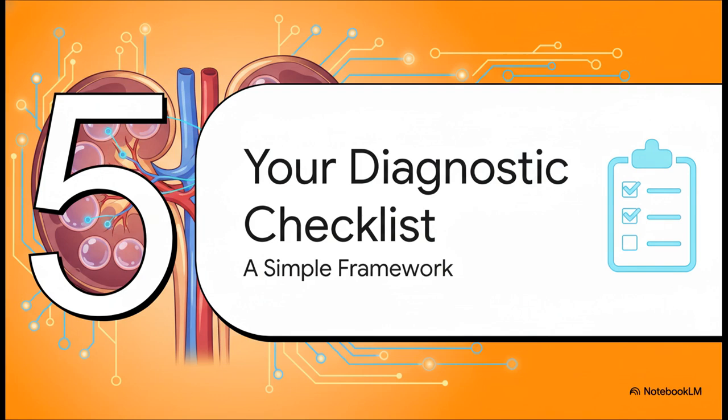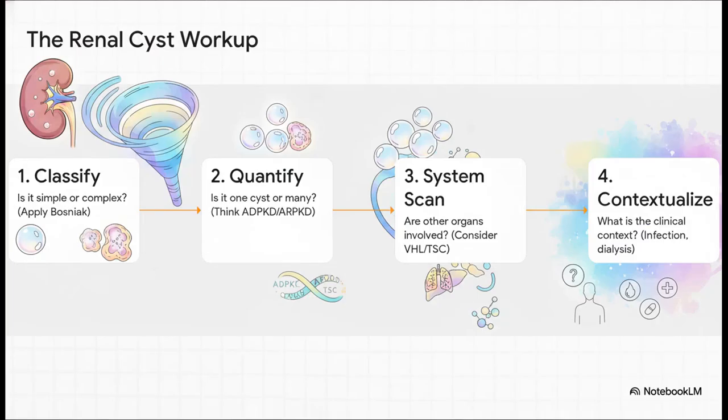Phew. Okay, we have covered a ton of ground. So let's pull it all together into a super simple, actionable checklist you can use every single time you see a renal cyst. Here it is, your 4-step framework. Just ask yourself these questions. Number 1, is it simple or complex? That's your Bosniak classification. Number 2, is it one cyst or are there a bunch? If there are many, start thinking about your polycystic diseases.